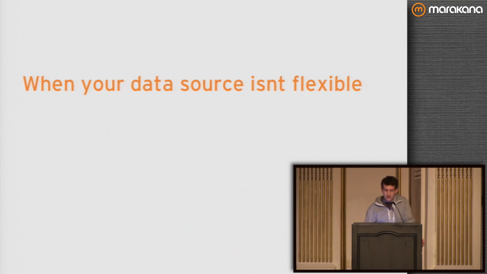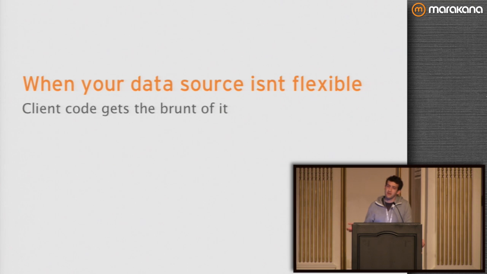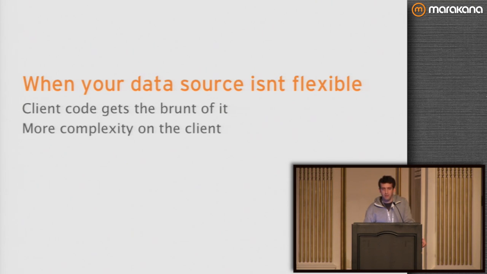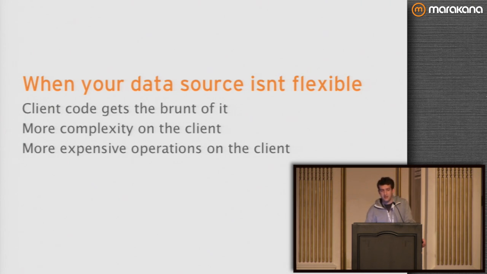So again, when your data source is inflexible, you start running into problems. And what happens is the client code gets the brunt of it, because you can't shift the code on the API, but we have this client app out there that we can actually put some kind of logic into. But you start adding more complexity into it because you have an inflexible data store.